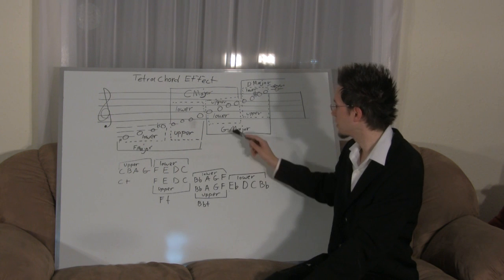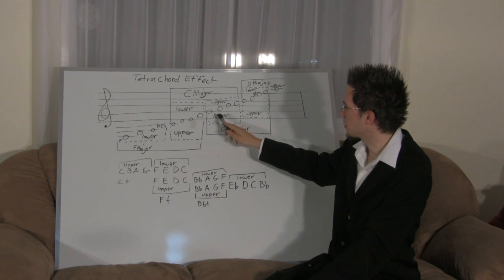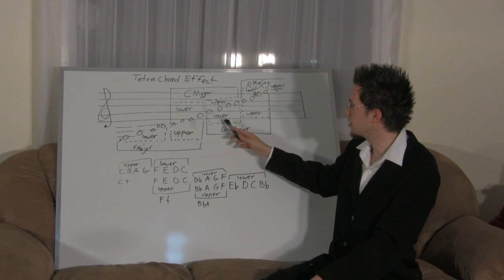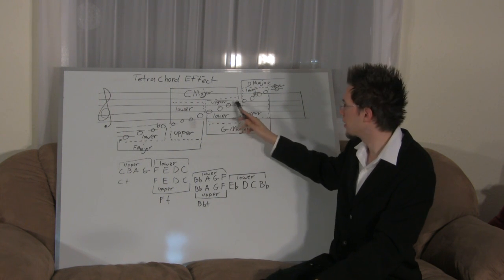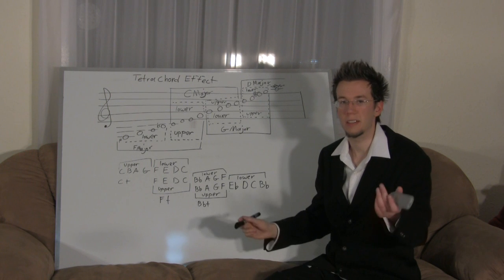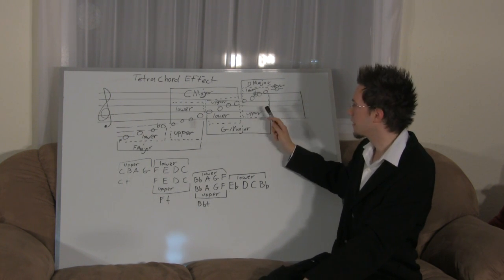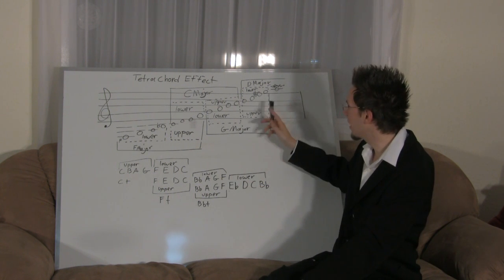G major does. Look, the lower tetrachord of G major goes G, A, B, C. There you go. So the lower tetrachord of G major is the same as the upper tetrachord of C major. And look, this can just keep going on. I ran out of space, but you can just keep going up in scale.